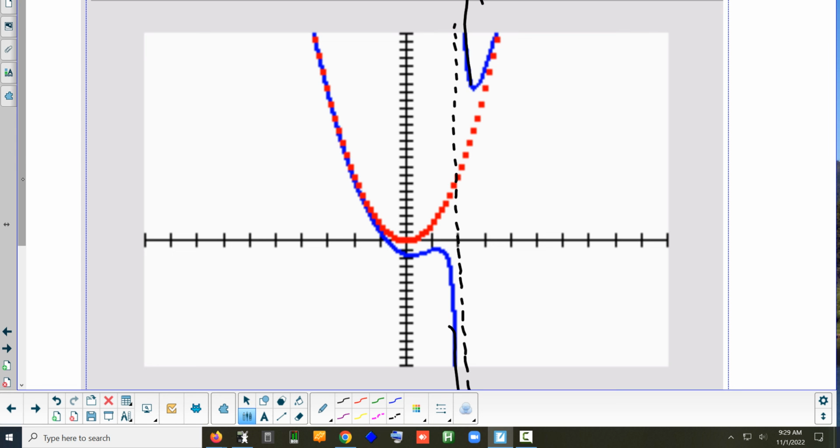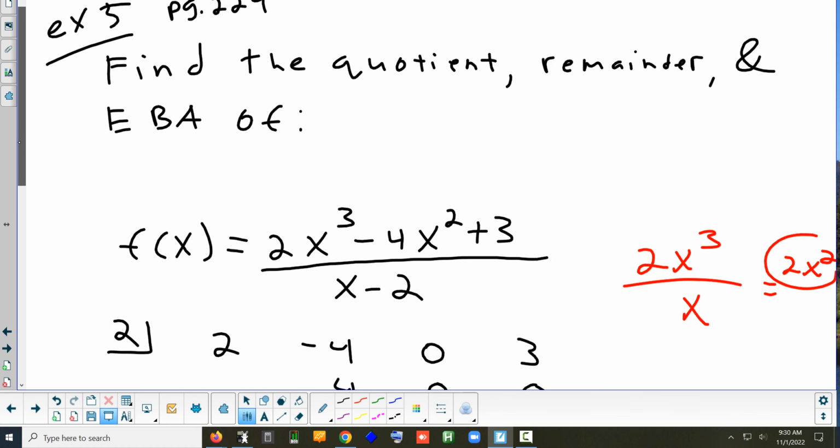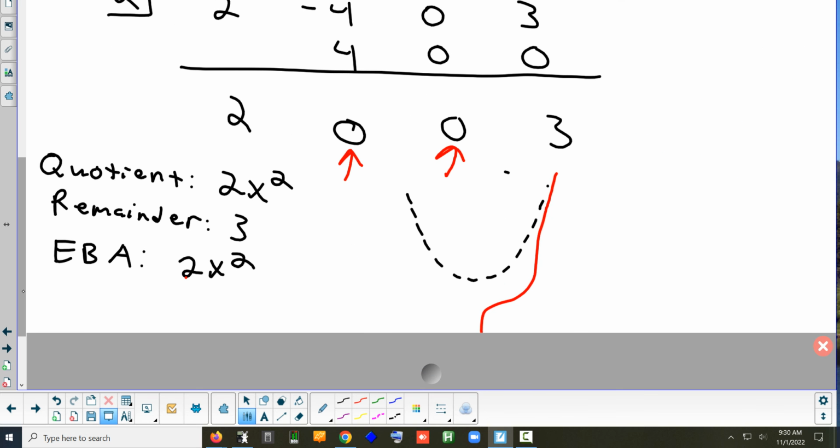So even though you don't have to sketch one like that by hand, you do need to know how to find the equation of that red curve using long division. Or synthetic. How do you do that? So that was our example number 5. So the equation for that line would be the quotient we found, x cubed with the remainder of 3. 2x squared. Oh yes, sorry.